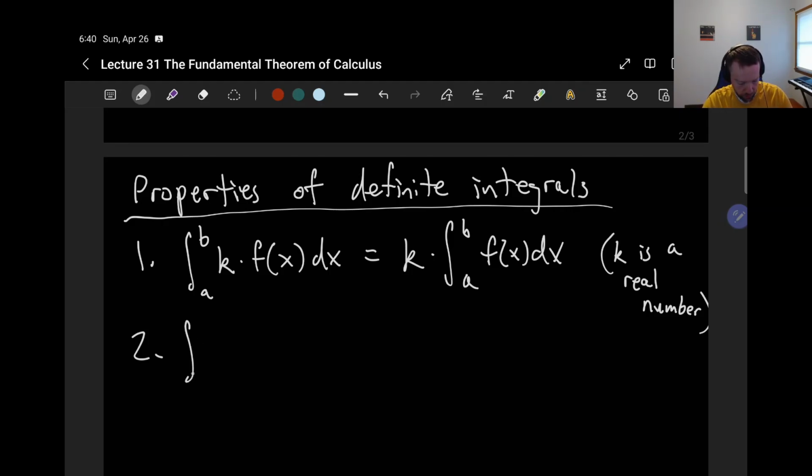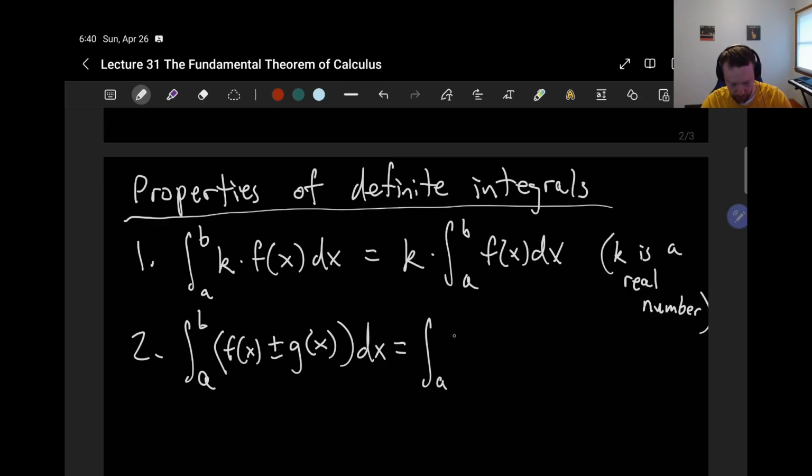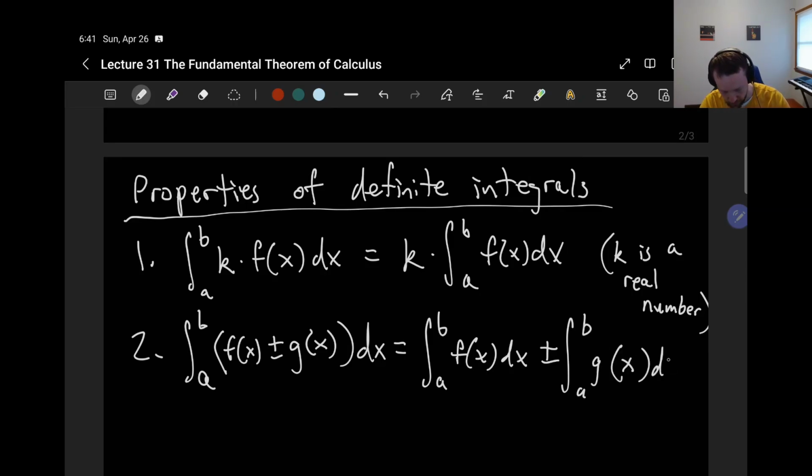Number 2, also, as we had with indefinite integrals, if I'm adding or subtracting two functions and taking their integral, you could treat it as two separate integrals. Take them piece by piece. Excuse me, G. With the same original limits of integration from A to B.